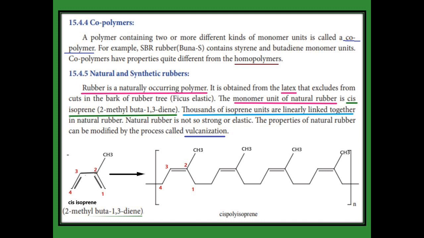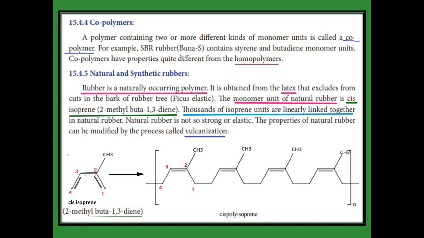For example, Buna S. In Buna S, styrene is one of the monomers, and butadiene is another type of monomer. Both joined together give the Buna S rubber. Another name for it is SBR rubber. S means styrene, B means butadiene, and R means rubber.